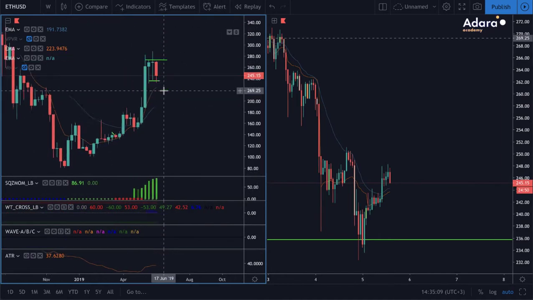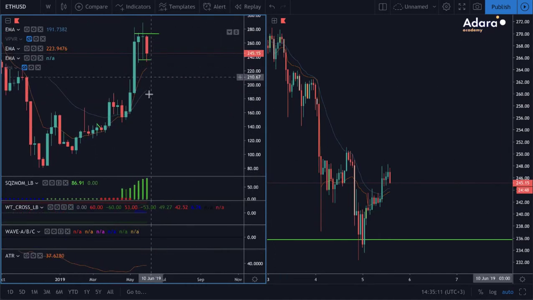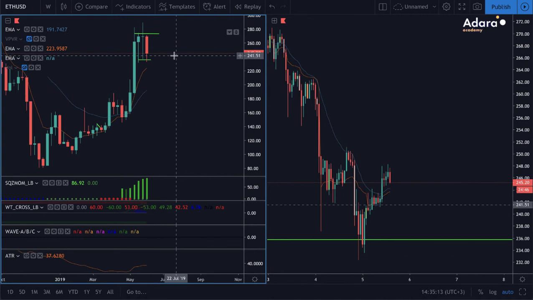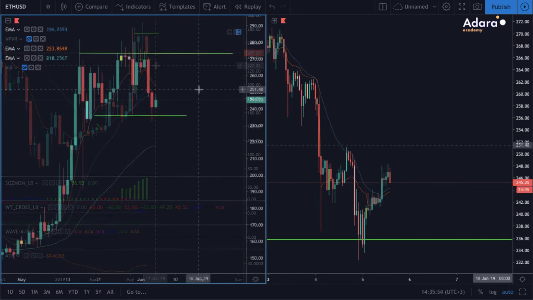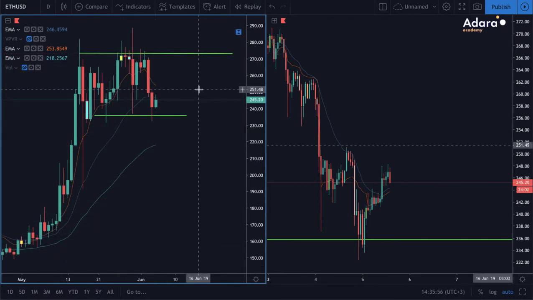So it's more apparent on the weekly that we need to have some sort of consolidation here. The moving averages will come up, and if we kind of level off, we could get some more movement to the upside. When you have such a big move like this, there has to be some cooling off period, and that's what's happening now.